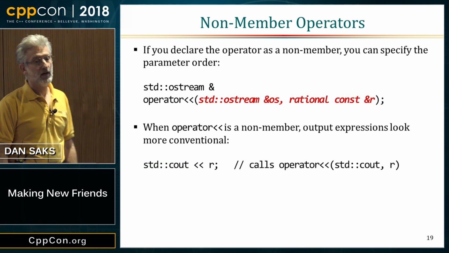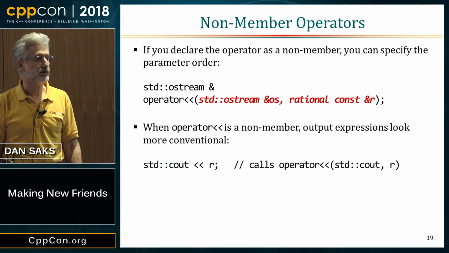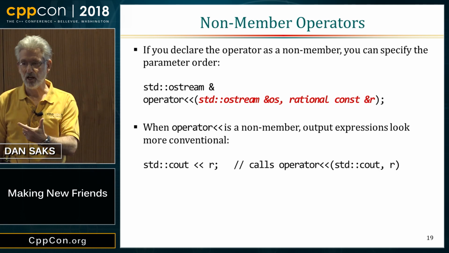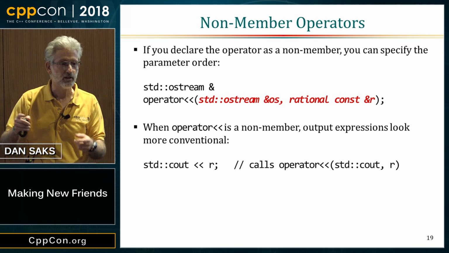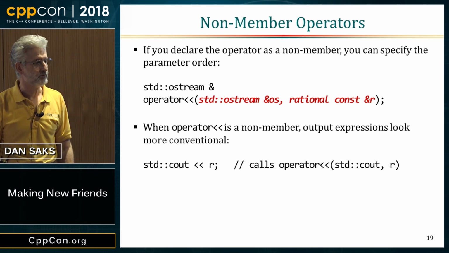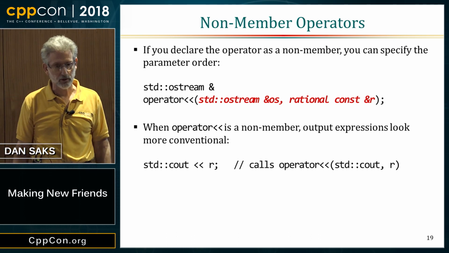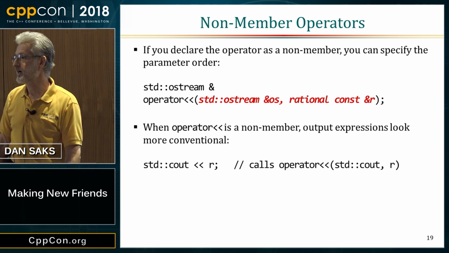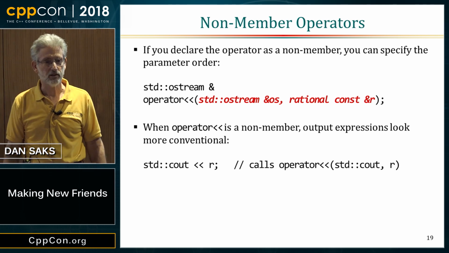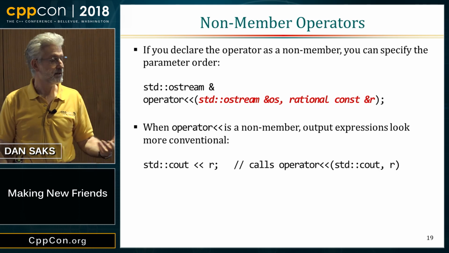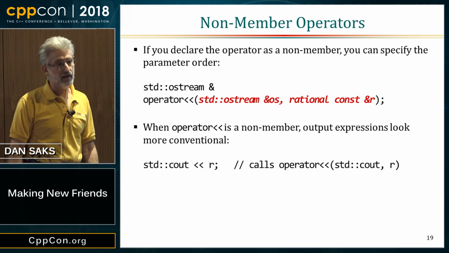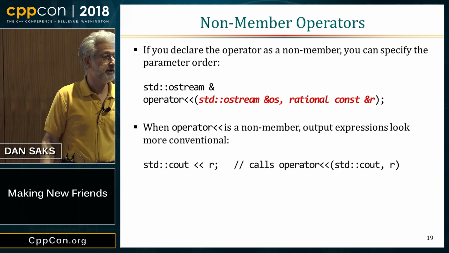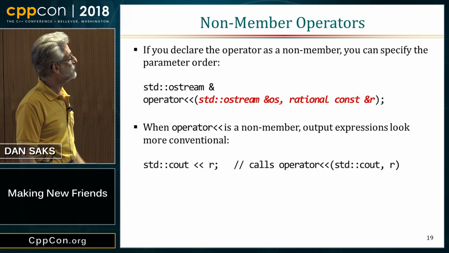Well, that's another use for a non-member function. Now, in this case, the non-member function is not being used because we want to permit conversions on either the left or the right operand. We just want to control the order in which we declare the arguments to the operator. We want the stream to be on the left. If we make the output operator a member of the rational number class, we're going to wind up with the stream on the right, and we don't have any choice. This gives us a choice.